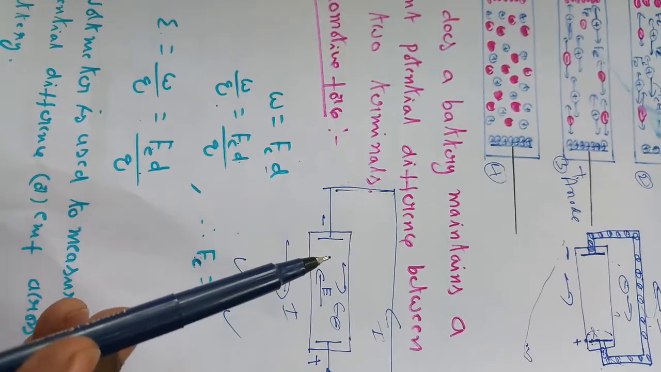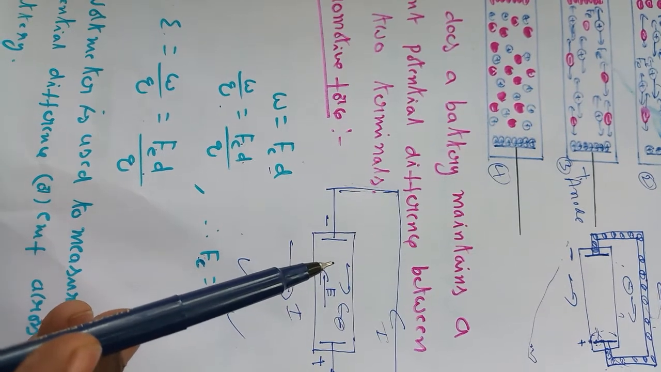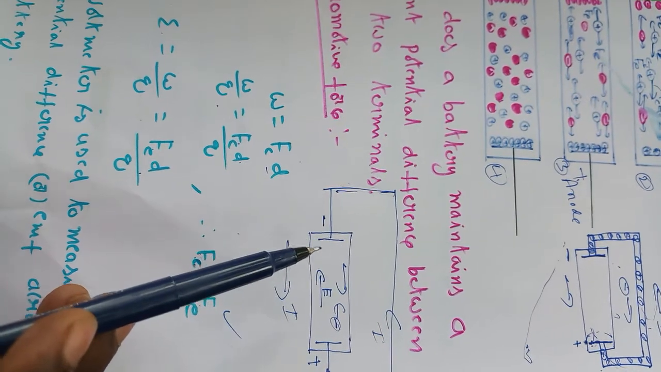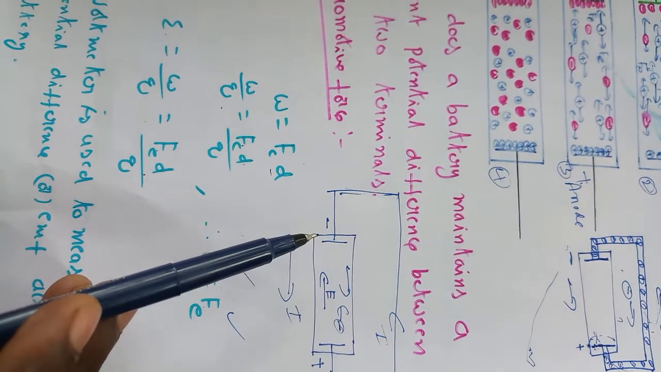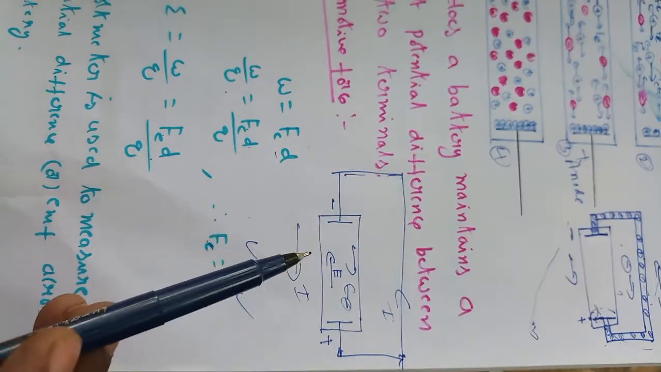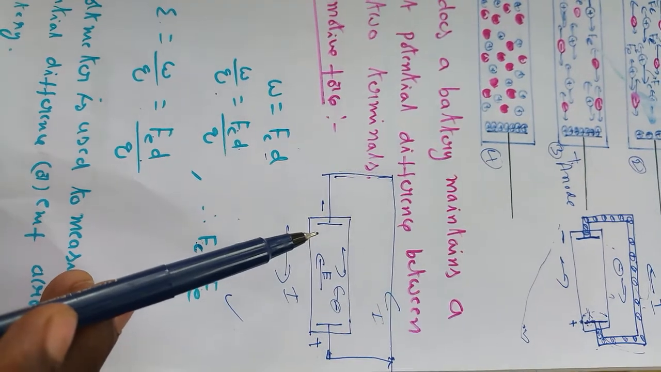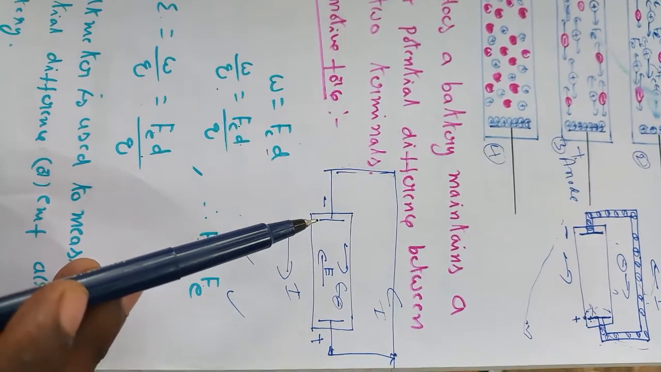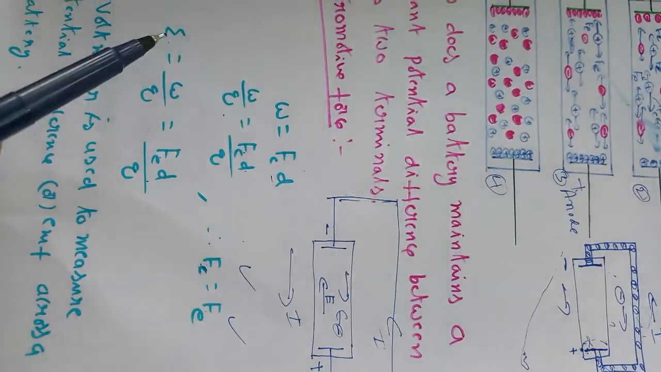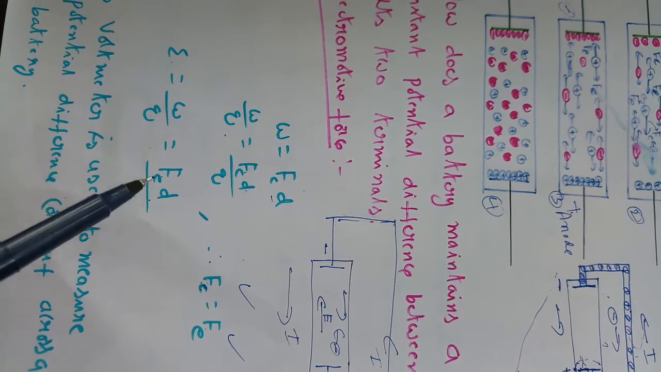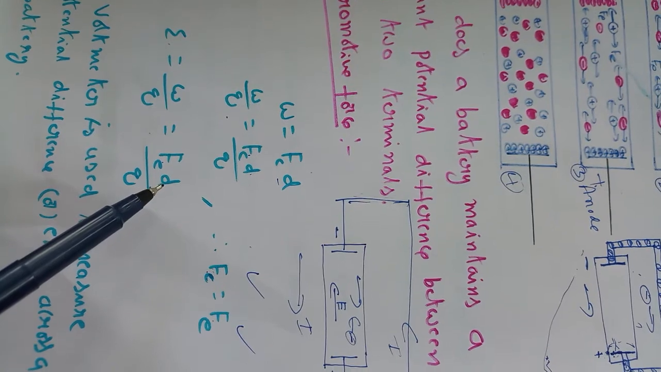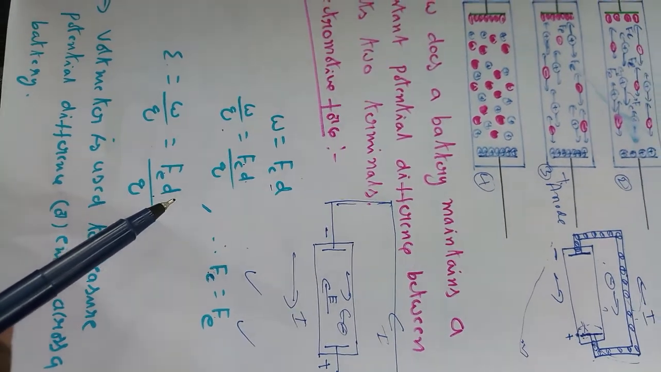That means the work done by the chemical force to move a unit positive charge from a low potential to a high potential is called electromotive force. Once again, the work done by the chemical force to move a unit positive charge from low potential to high potential is called electromotive force. E is equal to W by Q, that is FE d by Q. So this is the EMF of a battery, or the voltage of a battery.